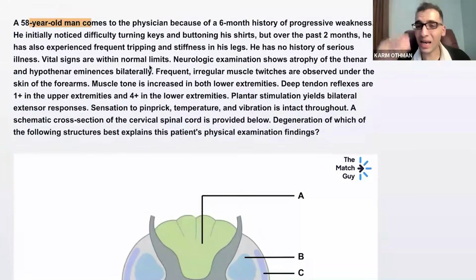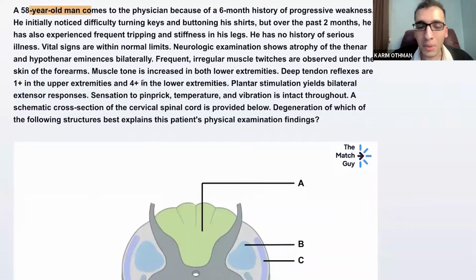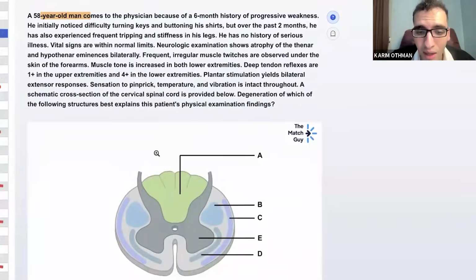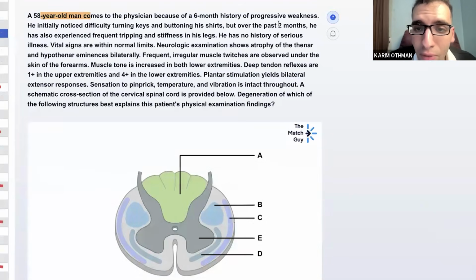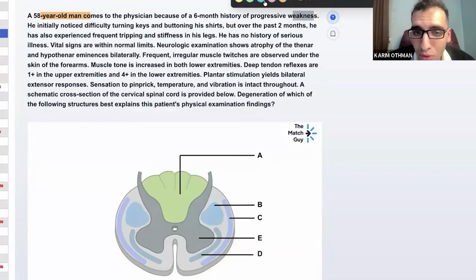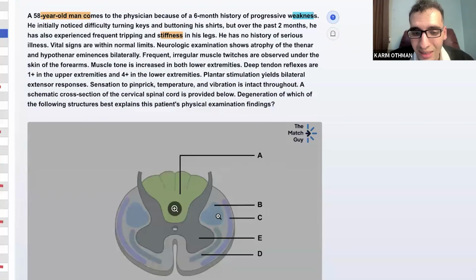Why? Because I am not reading with intention. What should be my intention here? My intention should be figuring out what tracts they are talking about. So I focus while I'm reading to figure out if there is a tract they are talking about or not. So here there is progressive weakness, so I know it's a motor tract. Okay. He has also experienced frequent tripping and stiffness, so I know from this that it's an upper motor neuron lesion. So it's a corticospinal tract maybe.